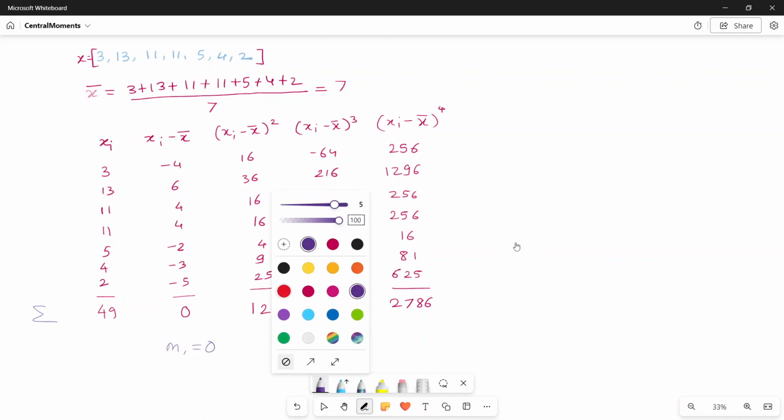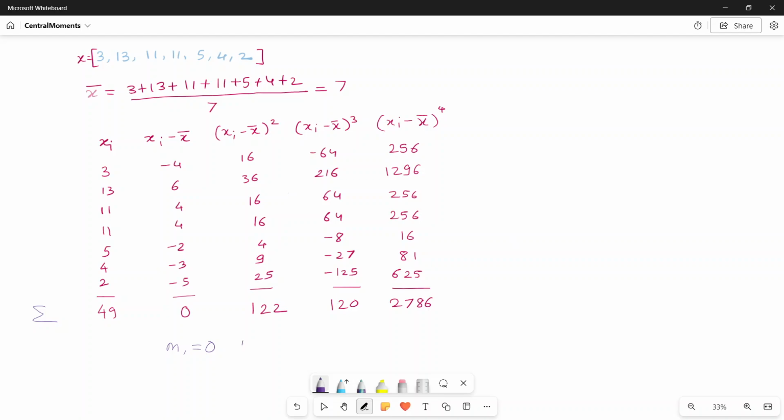M1 is clearly 0. M2 is 122 divided by 7, whatever value this is. M3 is 120 divided by 7, and M4 is 2786 divided by 7.